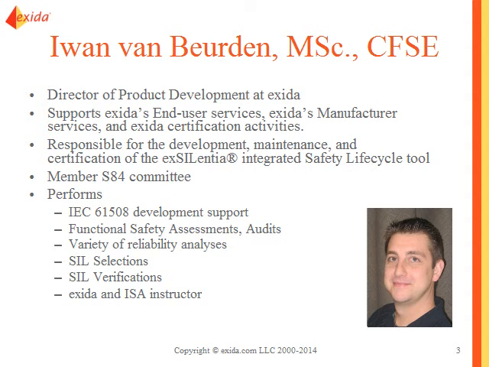My name is Iwan from Beurden. I'm the Director of Product Development at Exida. That means I'm responsible for the development and maintenance of our Excellencia software, our SalesNet software, basically the end-user software. In addition to that, I do many end-user services as well as manufacturer services, and I get involved with the certification activities as well. So I have a pretty broad background when it comes to functional safety, and therefore I'll be conducting this webinar.